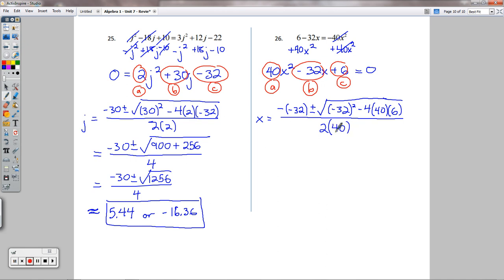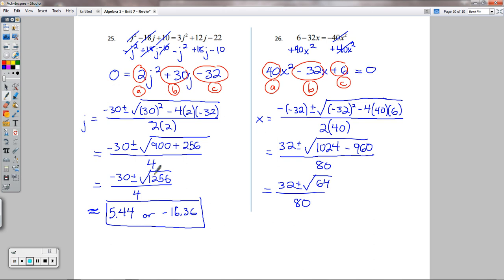So when you work that out, this is going to be 32 plus or minus the square root of 32 squared, that's 1024, minus 4 times 40 times 6. 4 times 40 is 160, and 160 times 6, that's going to be 960. This is all over 2 times 40, all over 80. So you've got 32 plus or minus, and this looks like it becomes 64. That's going to work out nice for us.